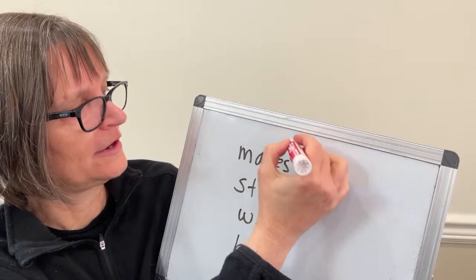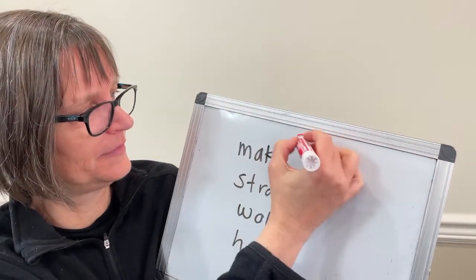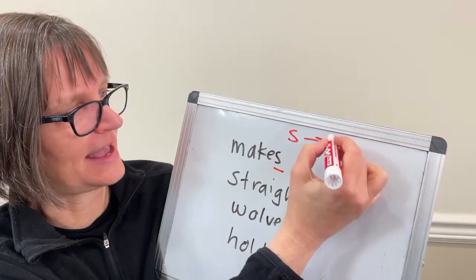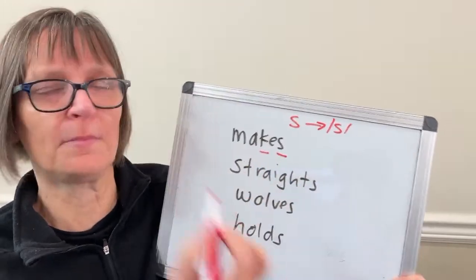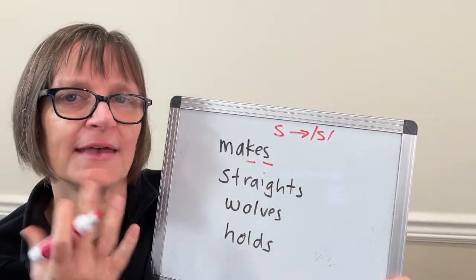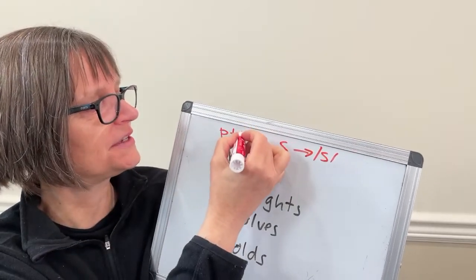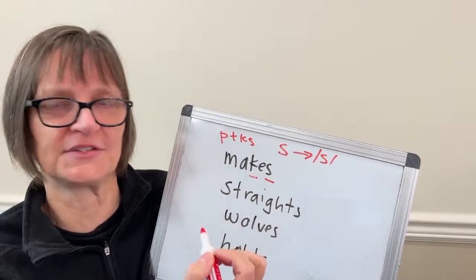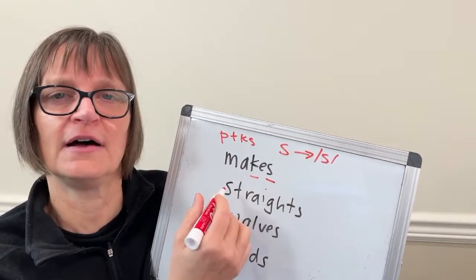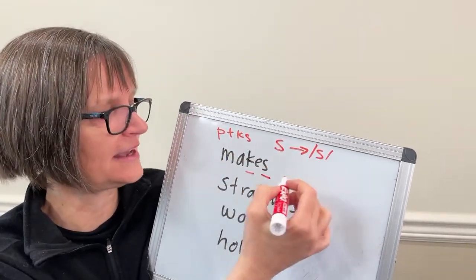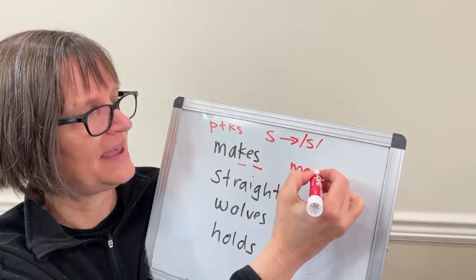The letter S will say the S sound, like in the word makes, because make ends with a voiceless K sound. You remember how we had our P, T, K, and S sounds for past tense? Same thing here: the E is silent and it just sounds like makes.